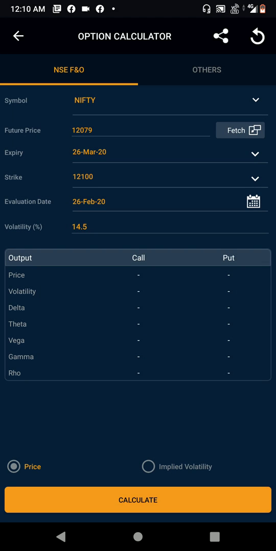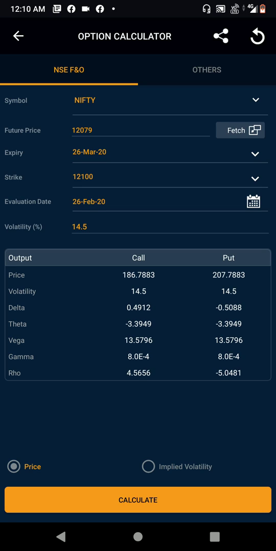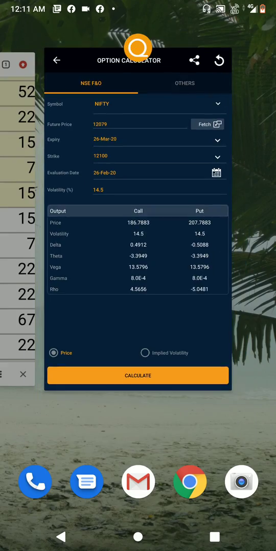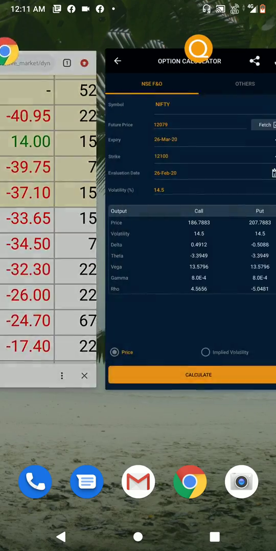Let's see what happens to the option prices. You can see from 200 and some 196, it came down to 186. The reason is all other factors are constant, but the time has reduced. When time is reduced, our option has reduced in value. That's the reason our option has reduced in value.